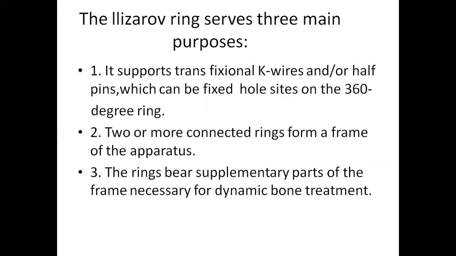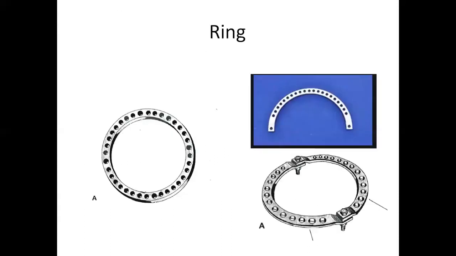So what are the three main purposes of the Elizarov ring? The first purpose is that the ring is so designed that it has 360-degree holes around the ring, and two, or four, or more rings are connected to make the frame of the apparatus. And the ring bears all the supplementary, auxiliary supports, the wires, and the other assembly elements for the dynamic bone treatment. So the ring is a very vital part of the Elizarov apparatus. And now you can recognize that on the left side there is a half ring, a full ring, and on the right side a half ring.